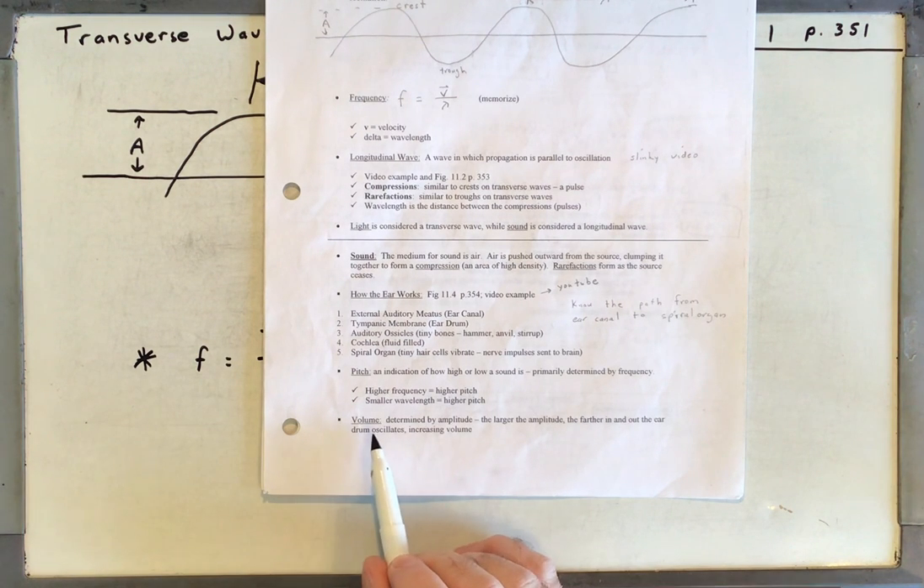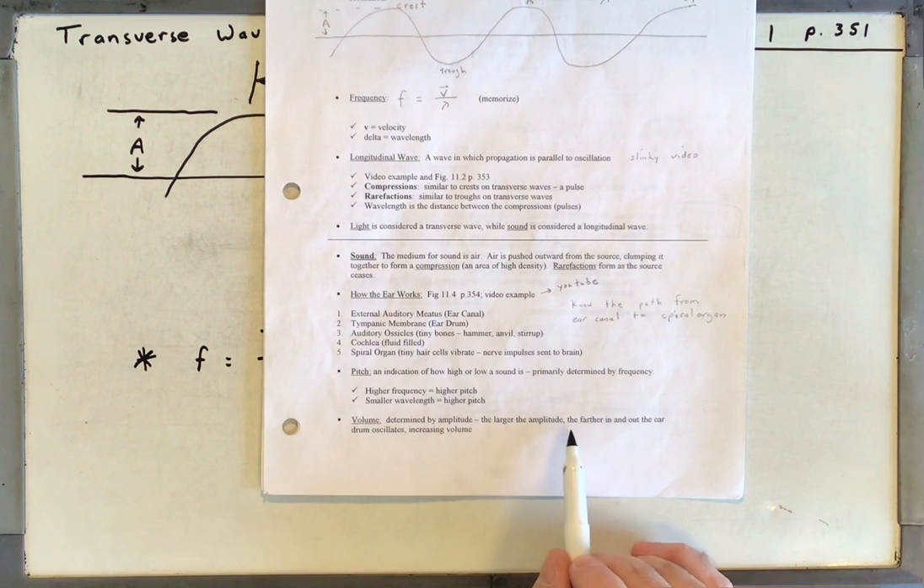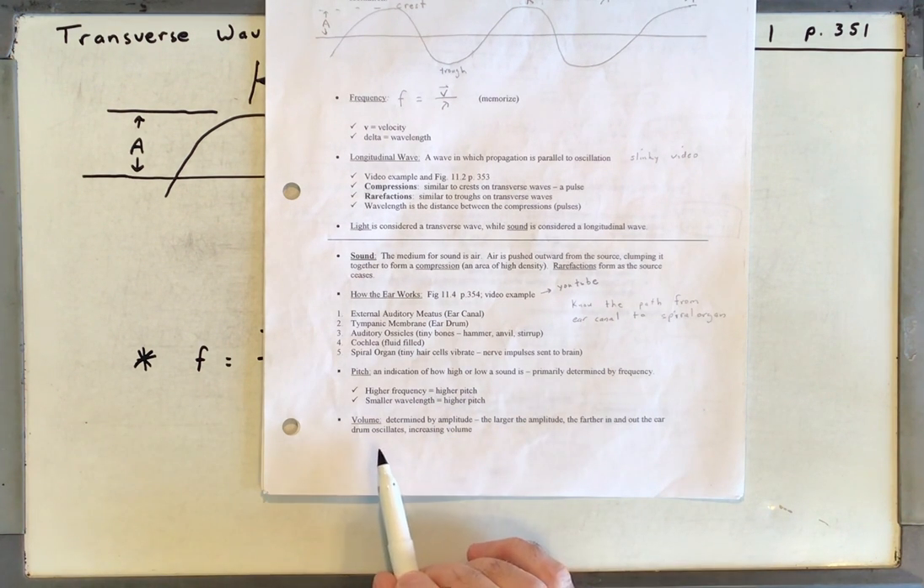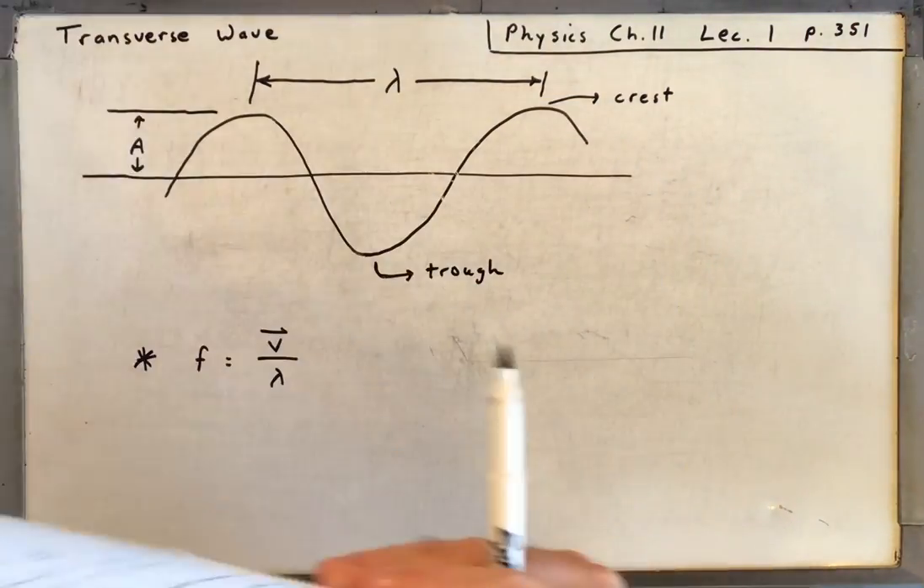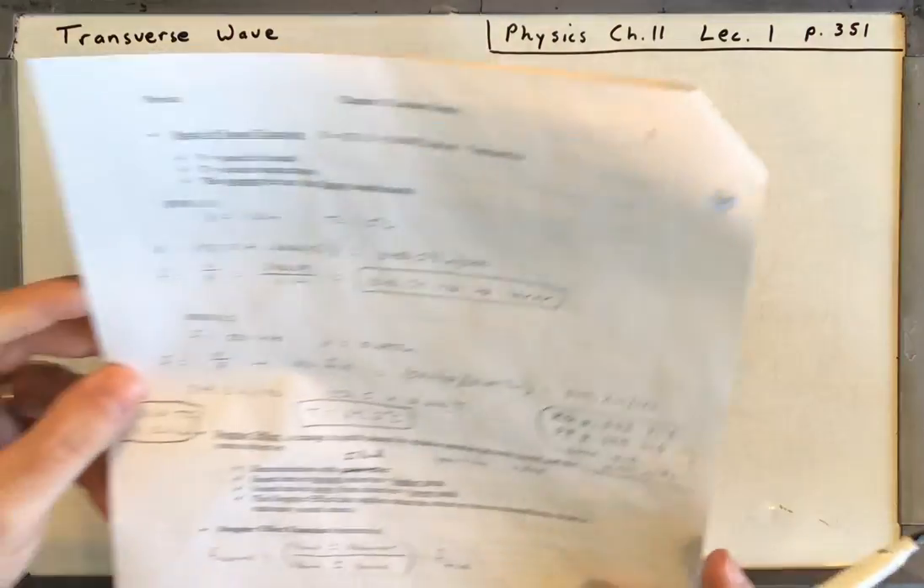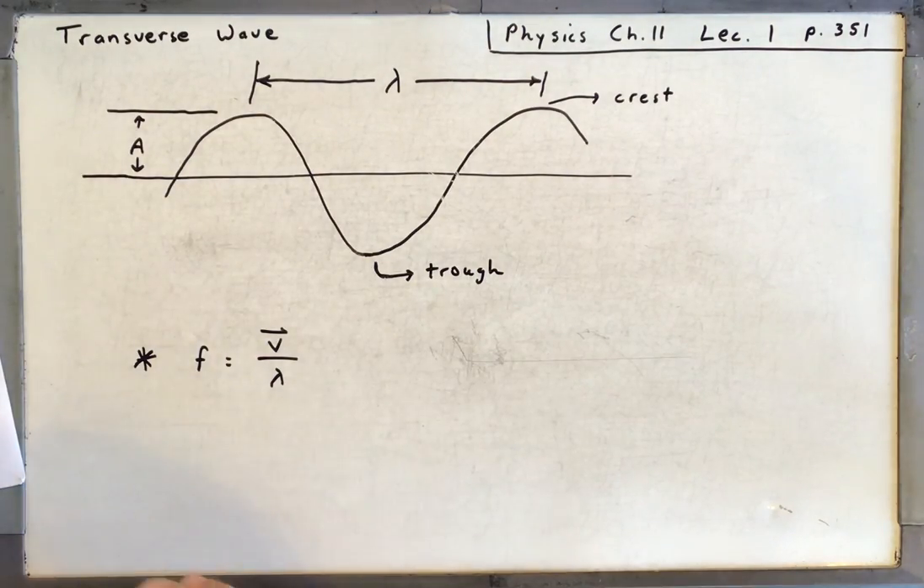Volume isn't determined by frequency. Volume is determined by amplitude. The larger the amplitude, the further in and out your eardrum will oscillate, and that increases volume. All right, so a lot of vocab. Again, watch the videos. So now we're going to get into a little bit of the math.